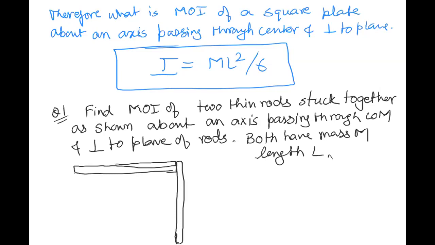हाँ तो वेरी गुड क्वेश्चन गुड. So where is the axis? We have one thin rod which is located like this, and then we have the other thin rod located like this, and they are asking us for the moment of inertia about an axis which is passing through the center of mass of the system. First of all, you have to find where is the center of mass of the system.